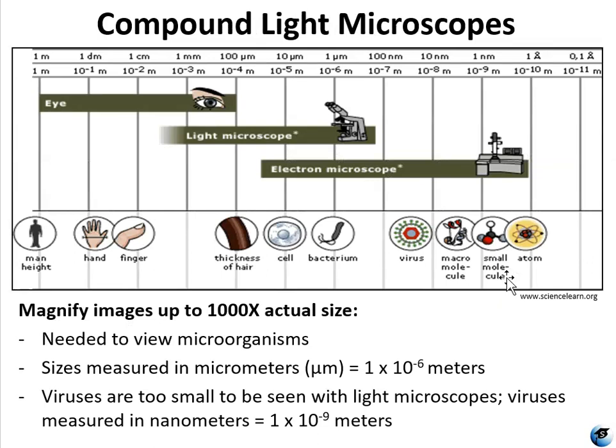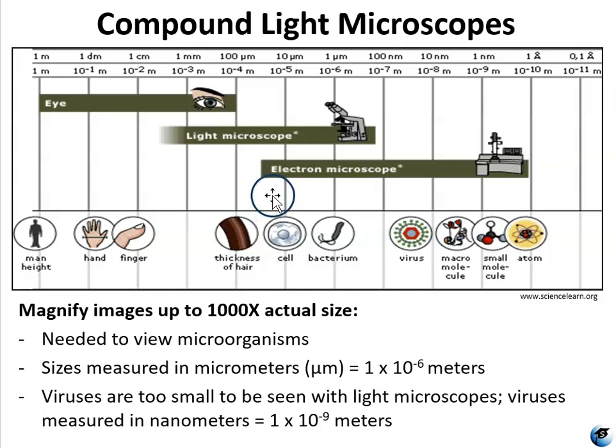Microscopes in general are needed to view microorganisms such as bacterial cells, which are so small that they're measured in micrometers. A micrometer is 1 × 10⁻⁶ meters. Here you have a nice figure demonstrating the limits of what you can see with the human eye versus a light microscope or an electron microscope. With the human eye, obviously you can see the human hand or finger, but the limit here is going to be about the thickness of a human hair. For things smaller than that, you're going to need some kind of microscope.